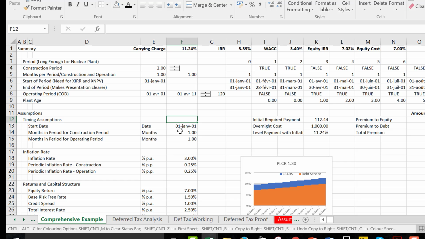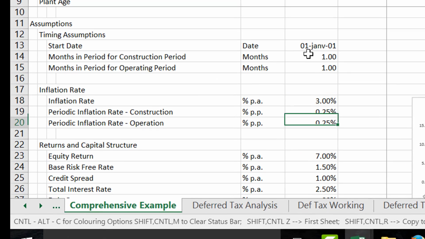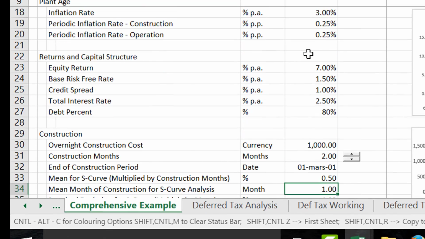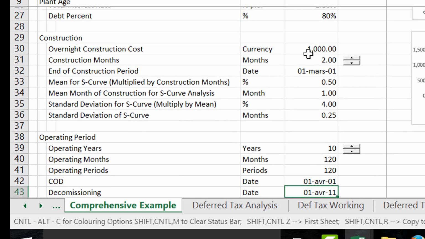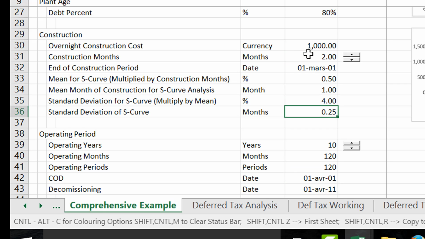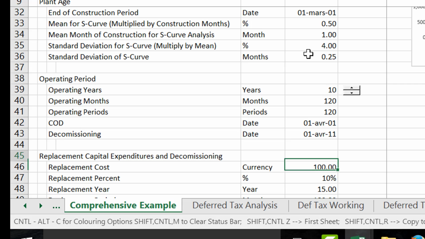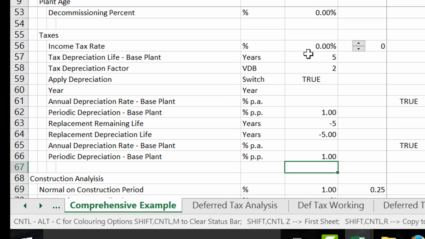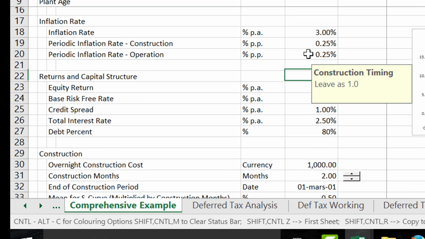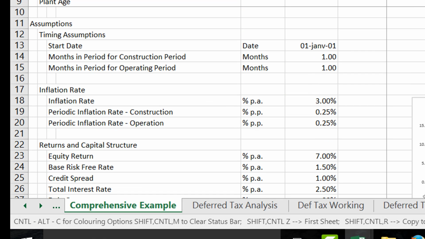All those are easy. Carrying charges depend on what kind of timing assumption you make, what kind of inflation rate you make, what kind of equity return you have, and debt return, and credit spread, what's your construction period, how you spend your construction, what's your operating period, how you're going to have decommissioning and replacement, what your taxes are going to be. All of those things have an effect on the carrying charge, and we want to boil it down to one number.